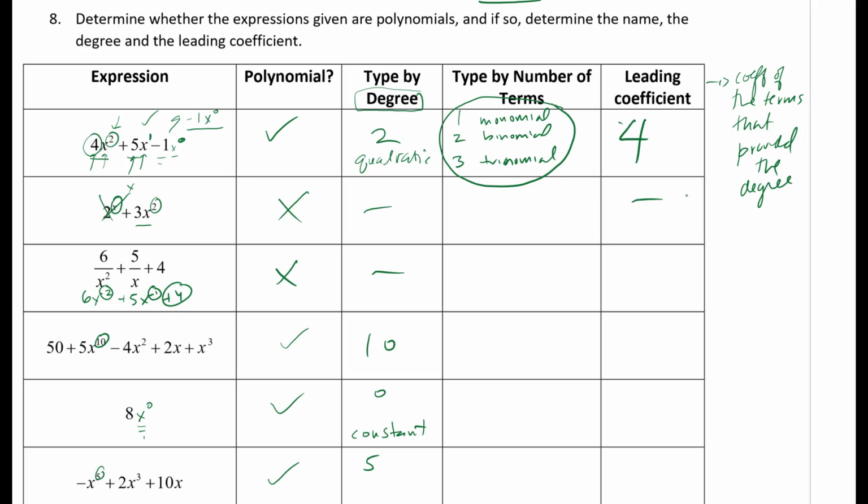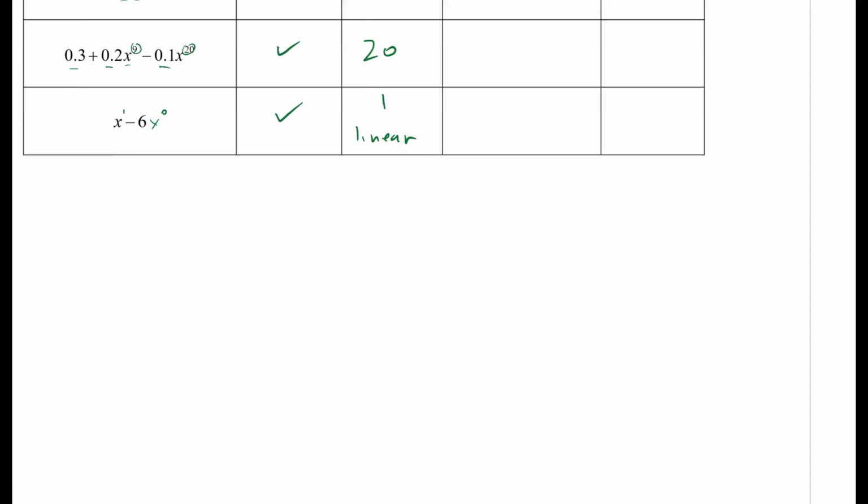This one's not a polynomial. Here, this is the term that told us a degree of 10, so the coefficient of that guy is 5. This is 0 degrees, so that's just 8. Here, -1 is the coefficient. Don't forget that negative sign is an implied 1.